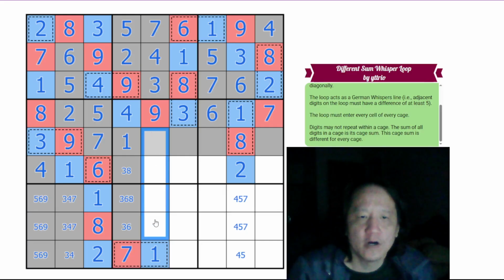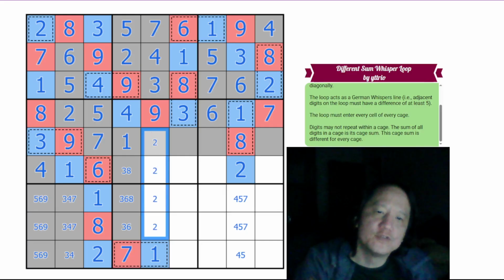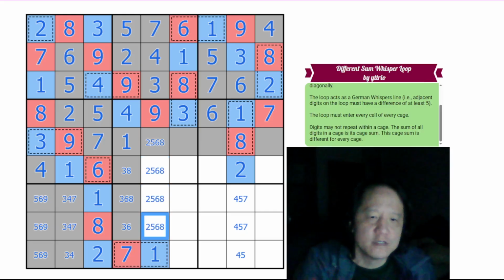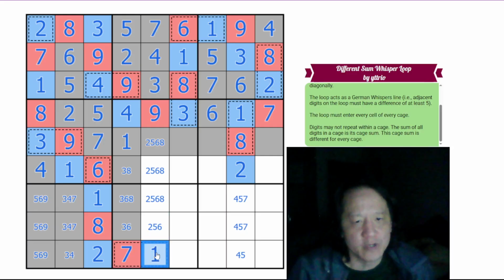Remaining digits of column 5, we have 2, 5, 6, and 8. No 8 here. If this were high going this way, it would be 6 only. And the problem with that is it would be next to 2 unique digits on a whisper 5 line. So this cannot be on the loop. It must go this way. This cannot be 6, 7, or 8. It has to be 9.